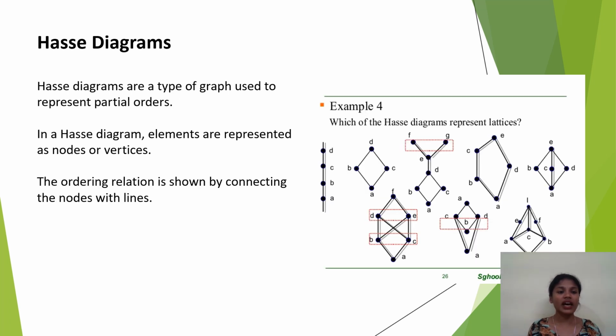Hasse diagrams. Hasse diagrams are a type of graph used to represent partial orders. In a Hasse diagram, elements are represented as nodes or vertices. The ordering relationship is shown by connecting the nodes with lines. The nodes are connected by lines or edges to show the ordering relationship. The diagram is drawn in such a way that no two edges cross each other.